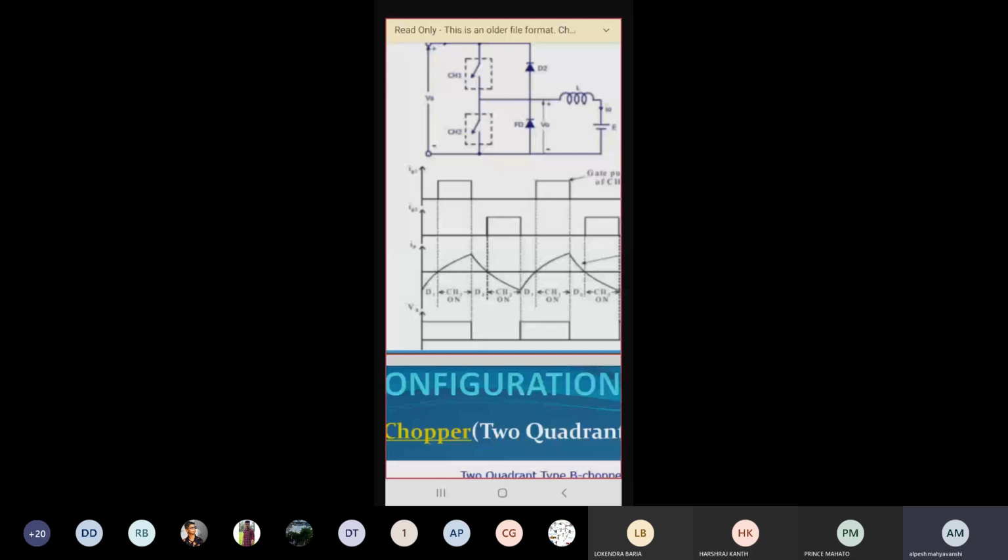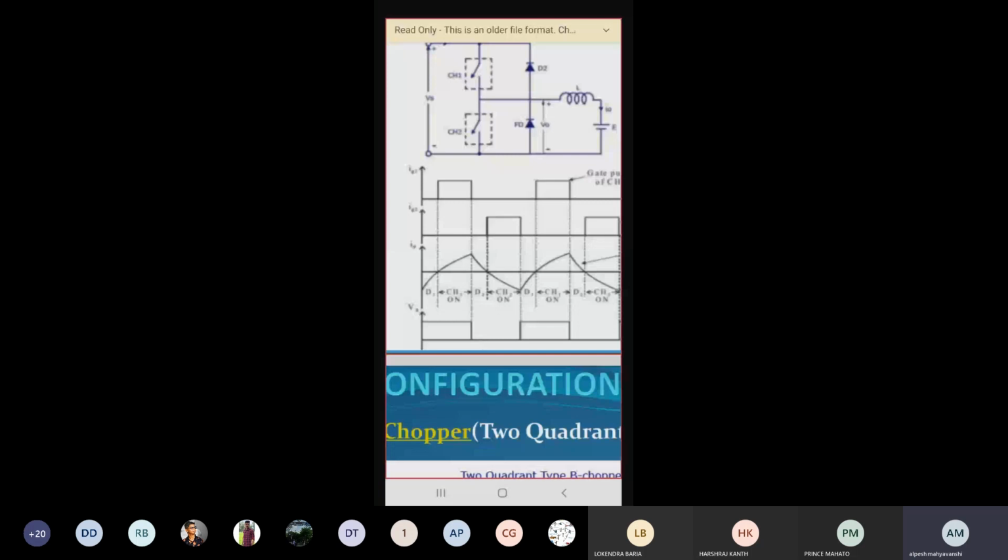Okay, so the type D chopper is also known as the 2-quadrant type B chopper. It operates in the 4th quadrant. Here you have chopper 1 and chopper 2, and two diodes D1 and D2, and the load is connected between these two.